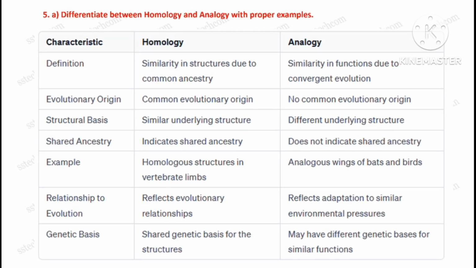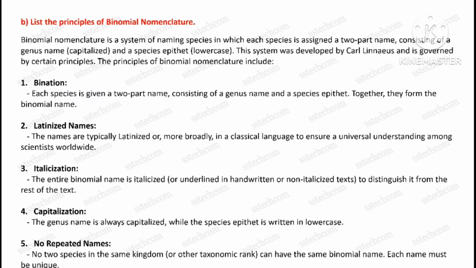Question number 5, first part, differentiate between homology and analogy with proper examples. Second part of this question is list the principles of binomial nomenclature.